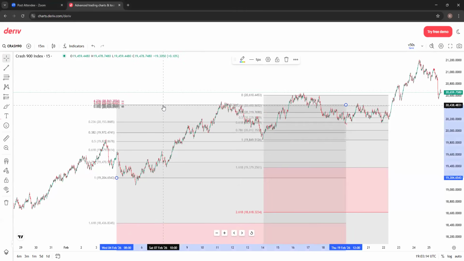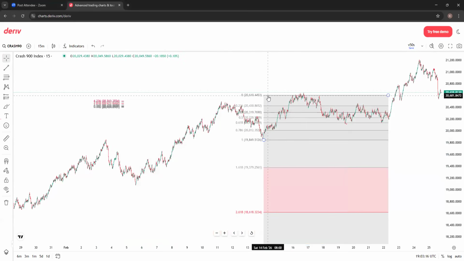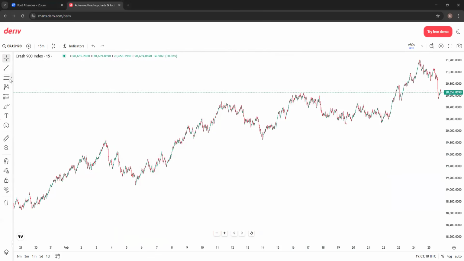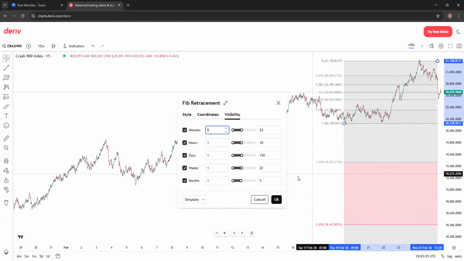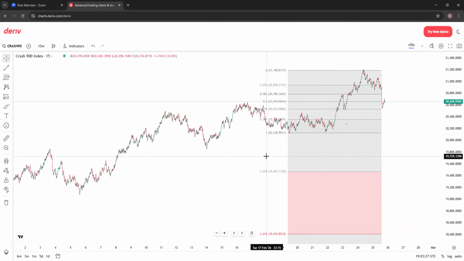Let me delete this fib here, and this one here, and let me put in a new one. So this is now our new low, and this is now our new high over here, right? This is something that is actually happening right now. What you see is that price is now giving us market structure in those small areas.